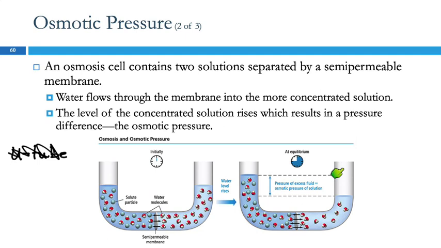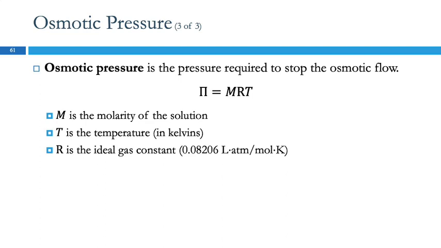This is a bit like a manometer. Remember, we looked at curved tubes with mercury in them. And if the heights of those columns were different, that meant there was a difference in pressure. So this is not a difference in atmospheric pressure, but it is a pressure difference, and this is called the osmotic pressure. So this is the pressure that you would have to apply to this side to prevent osmosis from happening. So osmotic pressure is the pressure required to stop the osmotic flow.